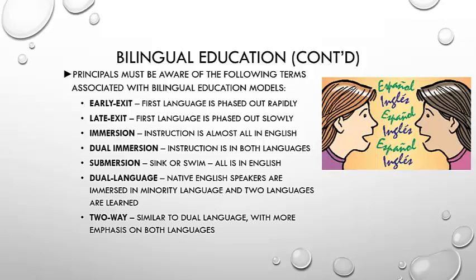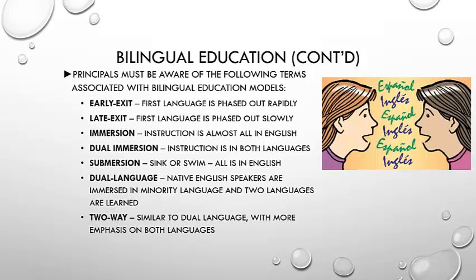Late exit is just the opposite. First language is phased out slowly. They're typically going to be taught in their first language, and this may alter and go back and forth between English and their first language until their first language is phased out about 6th grade. Okay, so this one you can see is much more, they're in there much more. Immersion. An immersion model means that all instruction is done almost all in English. And we'll see another example of the program that fits that model in just a minute.